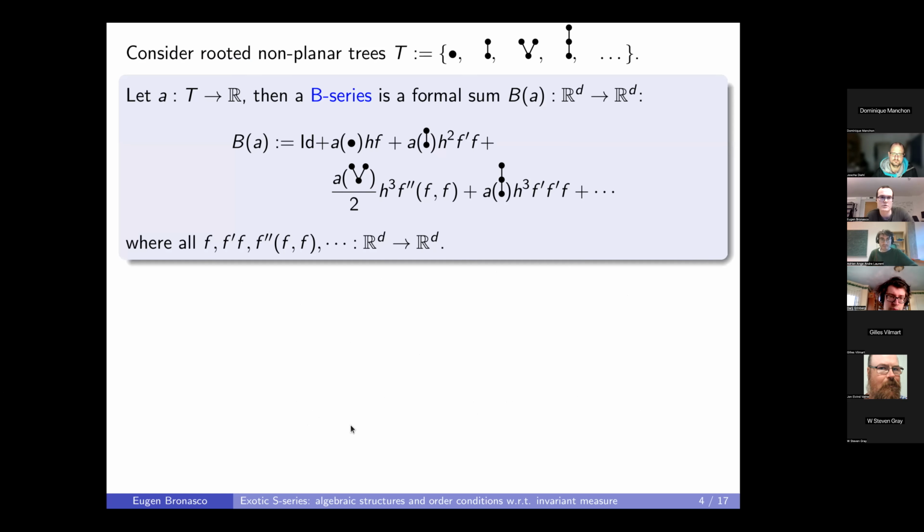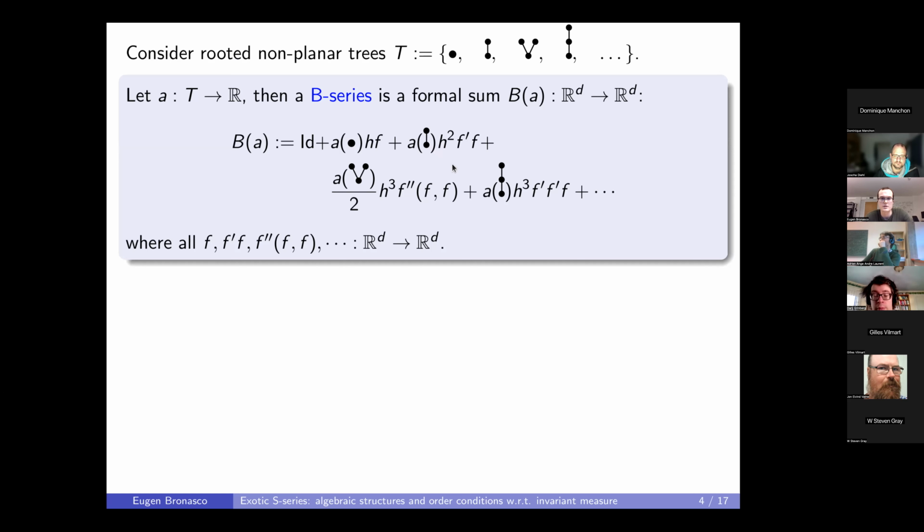So to define B-series, we first consider rooted non-planar trees, a set of rooted non-planar trees T with a single vertex tree, and then other trees follow. And then we also consider a functional over such set. Then a B-series is a formal sum characterized by this functional, denoted by B of A, which is a sum of such vector fields, also called elementary differentials.